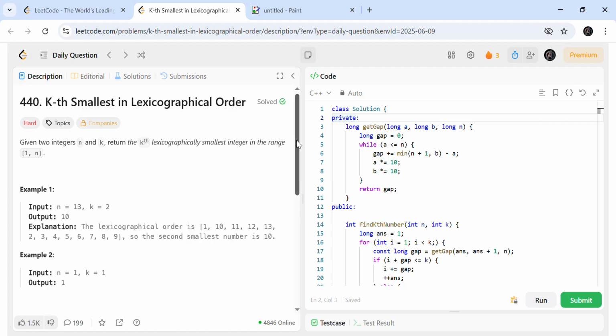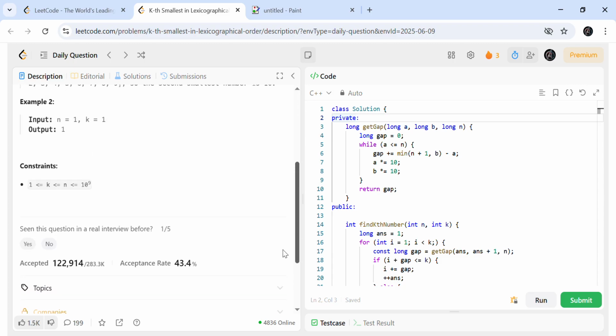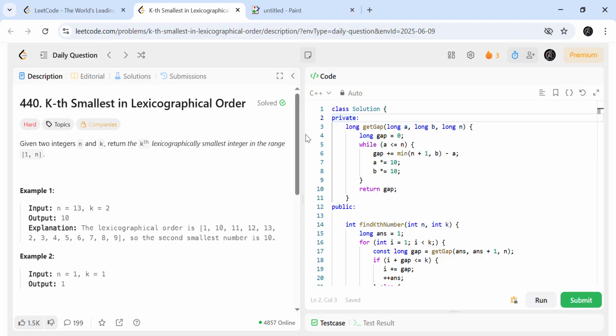So we cannot solve it using yesterday's approach, because in yesterday's approach we had to generate all the numbers, but in this it can be solved in some other way. In this we have constraints: k and n are from 1 to 10 to the power 9. If we use yesterday's approach, then it will definitely give TLE. So we will use the approach of a tree.